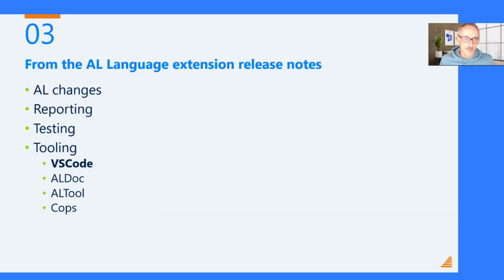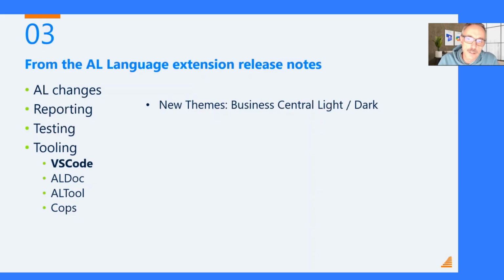Then there are a few tools that we are using. The first one, of course, is Visual Studio Code. It has two new themes, called Business Central Light and Business Central Dark, which have different color themes. The team is very proud of it. And it's not just a new theme, it's also new functionality with coloring.